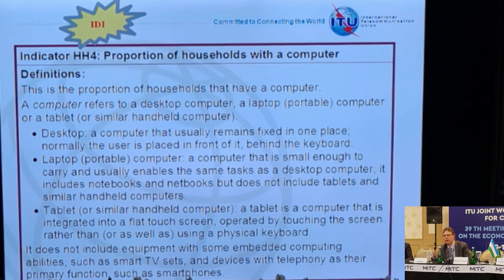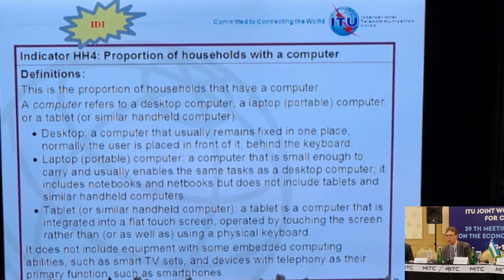Now this one is still an important one, the proportion of households with a computer. It's one that we use in the IDI because a computer is still an important means of accessing the internet, and it also will allow you to do a number of things that are more complicated on a mobile phone, for example. If you want to create a PowerPoint presentation, doing that on your mobile phone or even on a tablet, it's a hassle. If you want to do some computer programming, some coding, to do that on your mobile phone or on a tablet, it's a bit of a hassle, and a computer is really much more convenient for that. So this is still an important indicator.